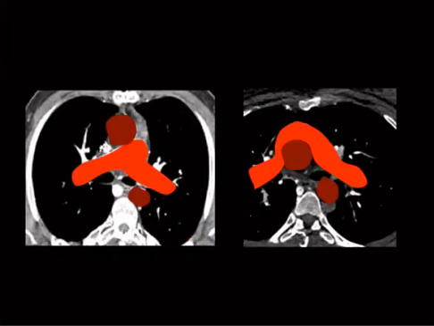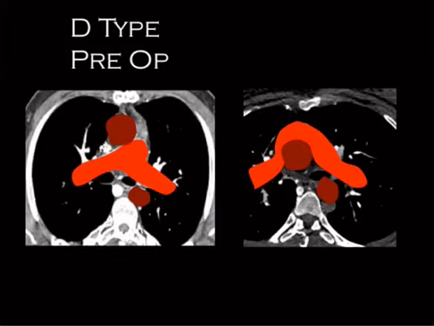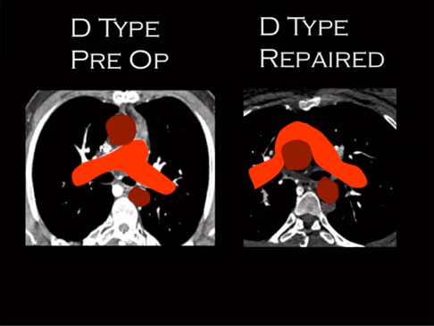So this is a preoperative D type. Remember, it's on the right as opposed to the L type, which would be on the left. And this is a postoperative one, and it's got a very unique appearance with the pulmonary artery draped over the aorta, like it's wearing a wig.